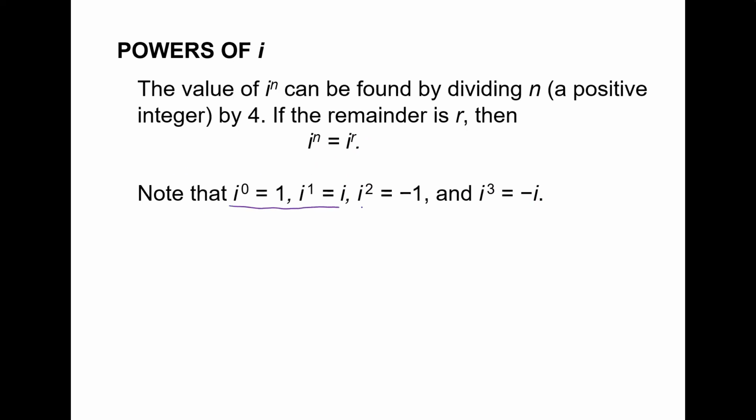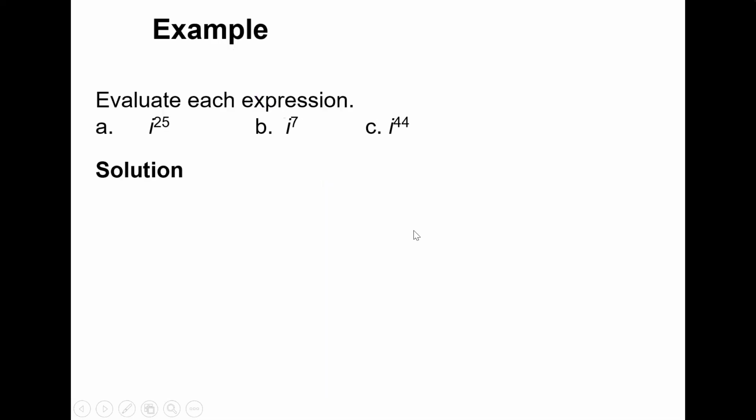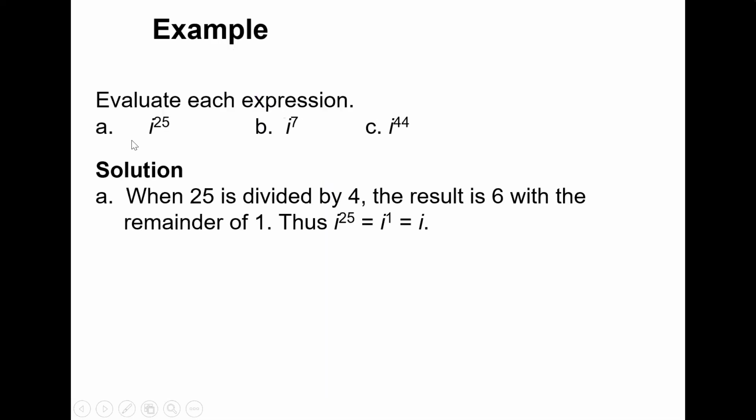If you can remember those four, all you have to do is divide whatever your n is by 4, and the remainder is going to either be 0, 1, 2, or 3. And then it just can be either 1, i, minus 1, or negative i. So 25. Well, if we divide 25 by 4, we get a remainder of 1, and a remainder of 1 just says i is to the 1 power, so that gives us i.